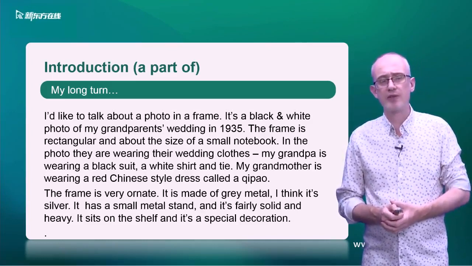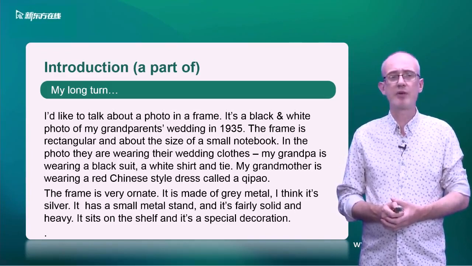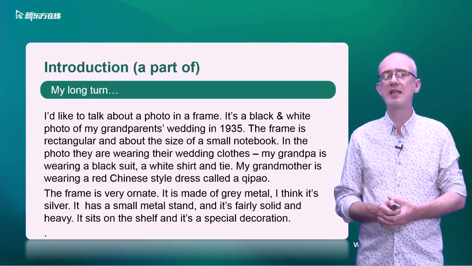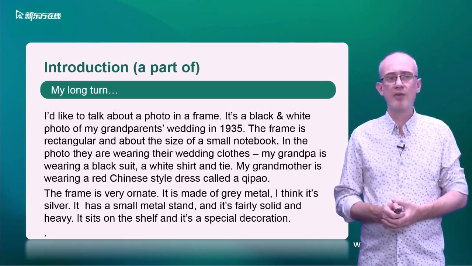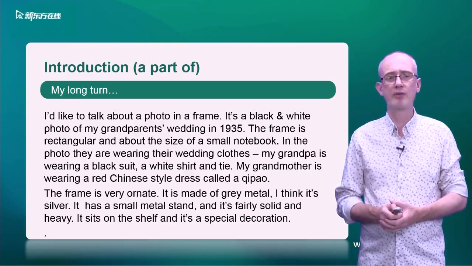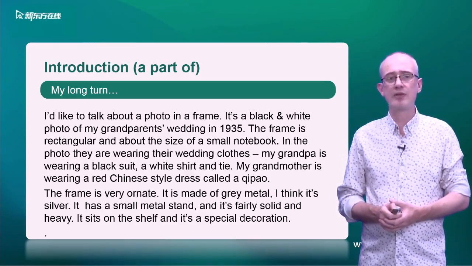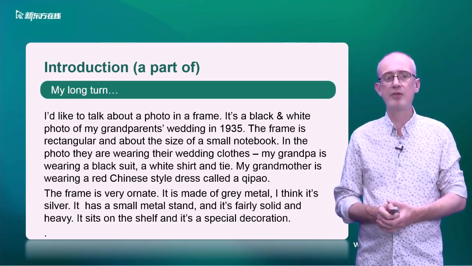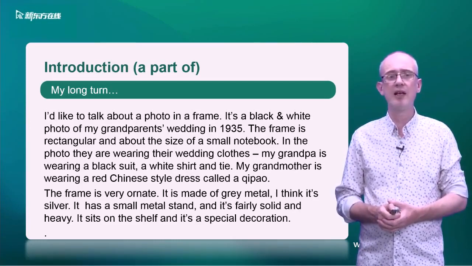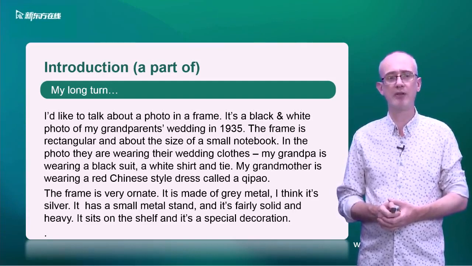I'd like to talk about a photo in a frame. It's a black and white photo of my grandparents' wedding in 1935. The frame is rectangular and about the size of a small notebook. In the photo, they are wearing their wedding clothes. My grandpa is wearing a black suit and a white shirt and tie. My grandmother is wearing a red Chinese-style dress called a qipao.